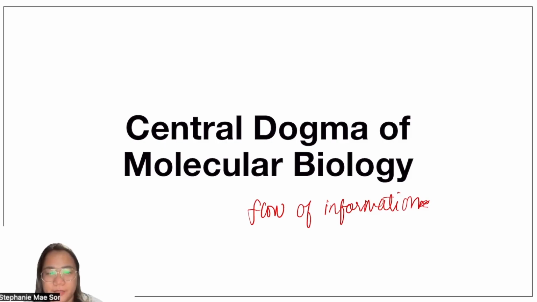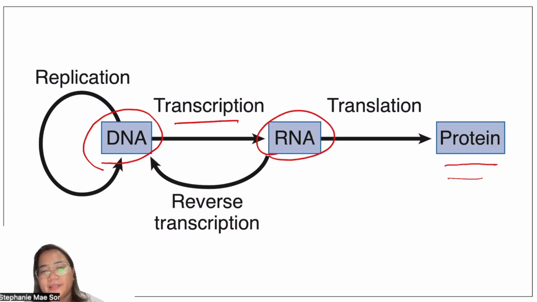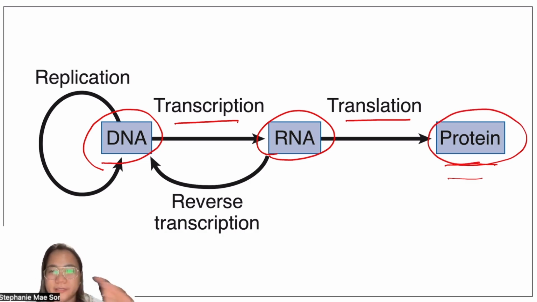So sabi natin, di ba, your cells need to make proteins in order to perform its function. So how do you make your proteins? First, you'll go from the DNA. So your DNA is transcribed into RNA, then translated into the protein that is required. So the DNA is actually the one that is carrying the instructions for protein synthesis. But in order to make your proteins from the DNA instruction, you have to first convert it to RNA in order to produce your protein.